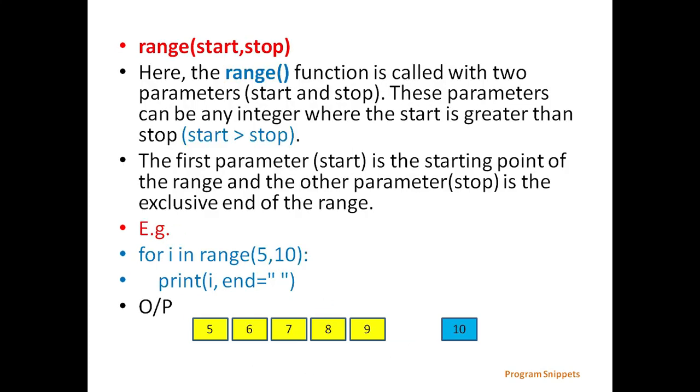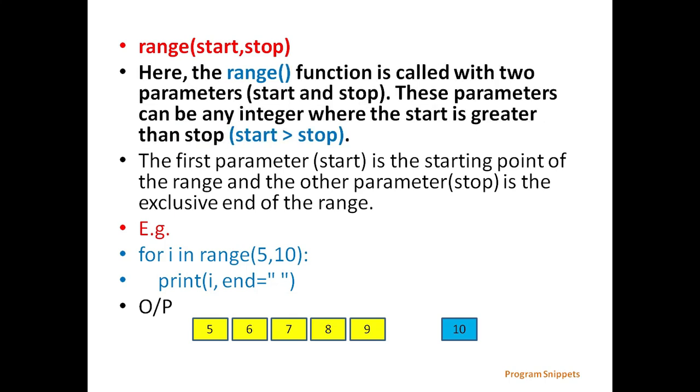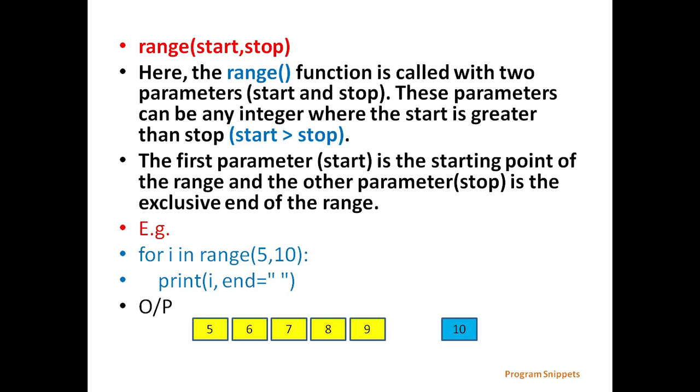Next is range with parameters start and stop. Here the range function is called with two parameters, start and stop. These parameters can be any integer where stop is greater than the start. The first parameter is the starting point of the range and the other parameter is the exclusive end of the range. For example, if we give for i in range(5, 10) and print i, it will display numbers from 5 to 9, and 10 is excluded.